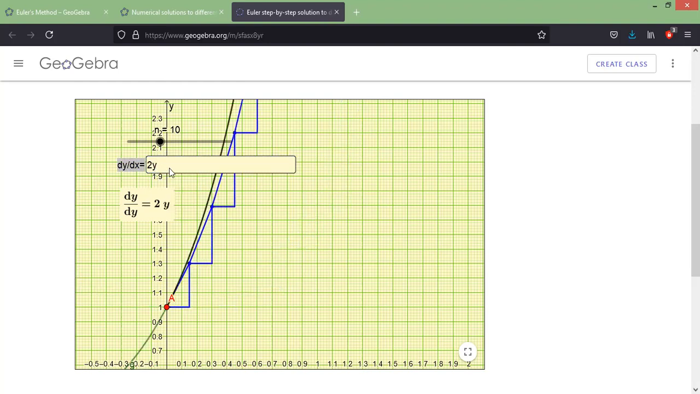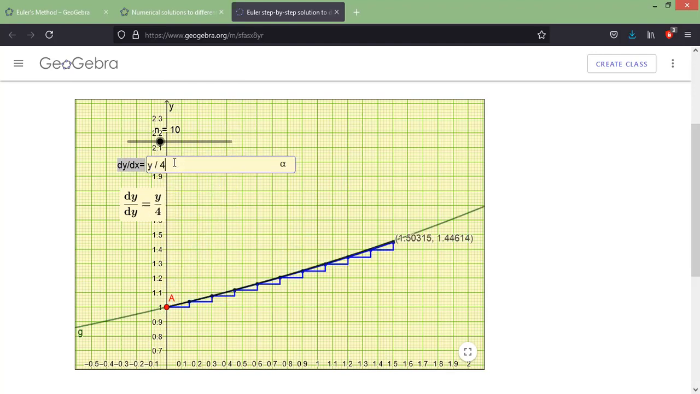This is a compound interest formula, or let's not do 2, that's too big. Let's just do y.